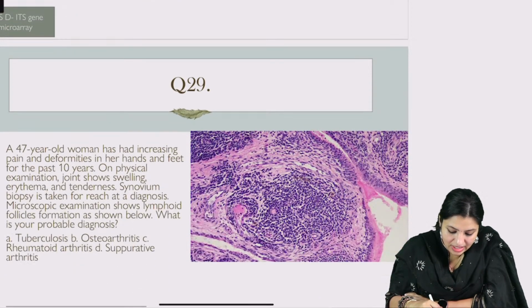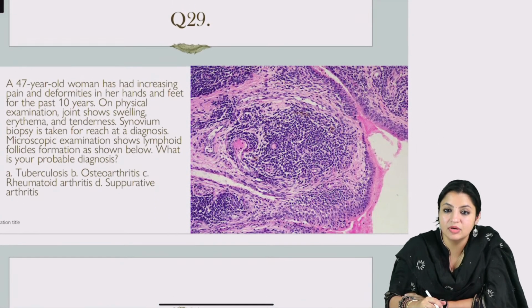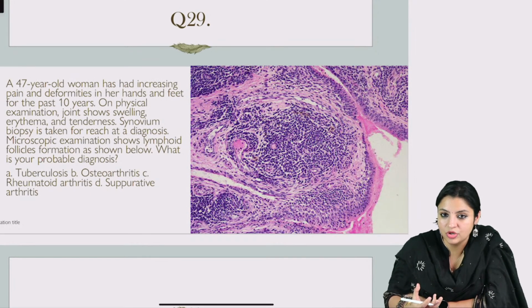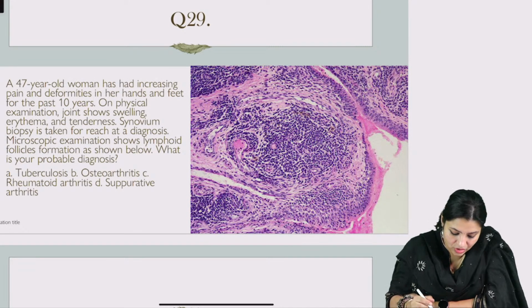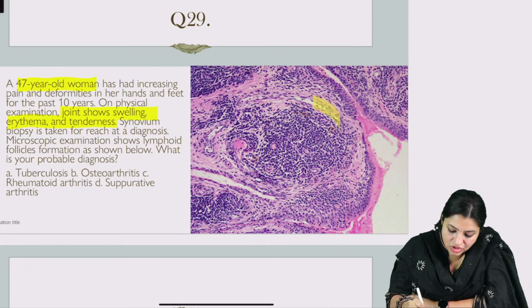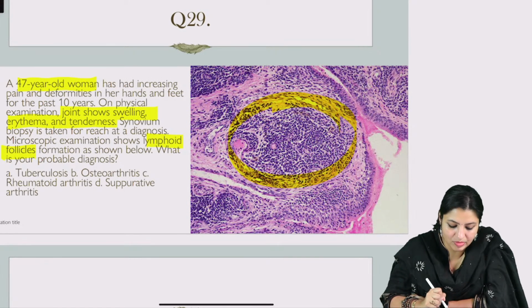Okay, guys, let's come to question number 29. Something about, again, joints is another very important topic which we don't study, but they're asked very frequently in exam. So this is again a joint question. So this is a 47-year-old woman who has increasing pain and deformities of her hand and feet for the past 10 years, and she has a joint swelling, erythema and tenderness. Synovium biopsy was done for the diagnosis. Microscopic examination, all of you can see this. This is nothing but a lymphoid follicle is seen. What is your probable diagnosis?